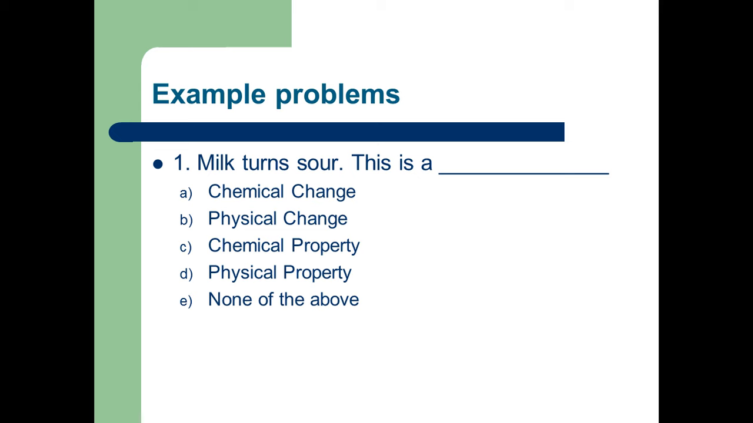So milk turns sour. Is this a chemical change, physical change, chemical property, physical property, or none of the above? So the key here is that it says it's turning sour. So it's a change. So then you have to think, is milk turning sour a chemical change or physical change? Could you get the milk back to what it was before? I know for myself that once milk turns sour, I'm not getting it back, and so I'm just tossing it out. So it must be made into something new. So that would be a chemical change. The answer here would be A, chemical change.